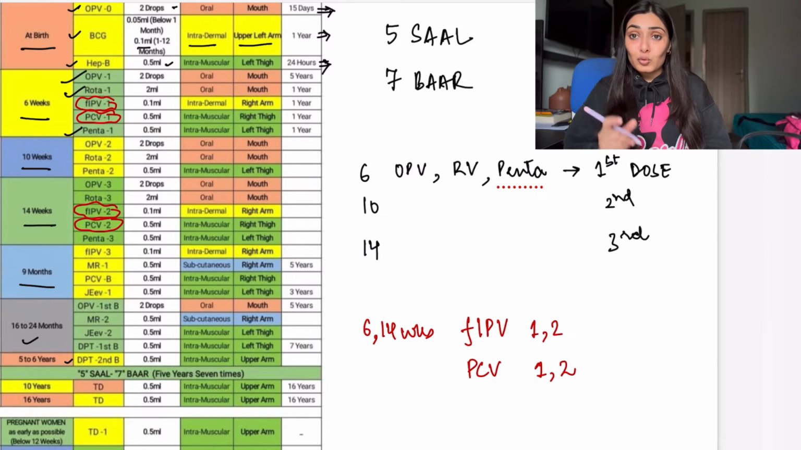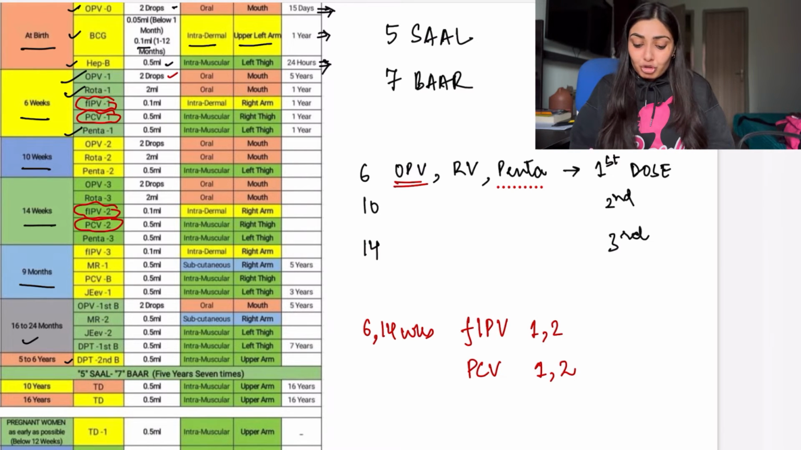Now coming to their routes, their dosages, and the maximum age till which these are to be given. When we talk about OPV, the dose is the same, do boond zindagi ke, 2 drops, oral, mouth, and the age duration is up to 5 years.